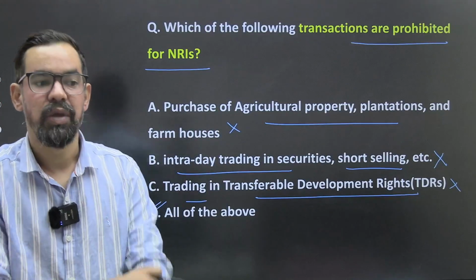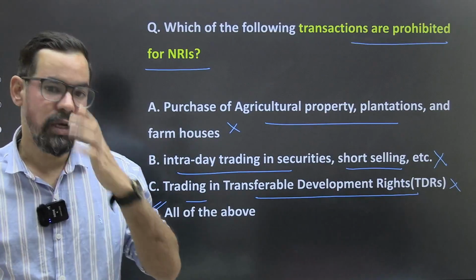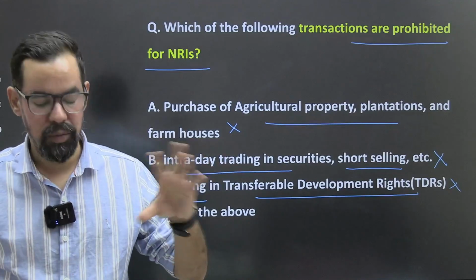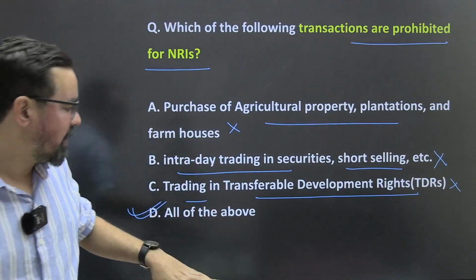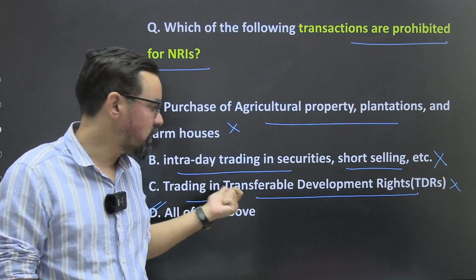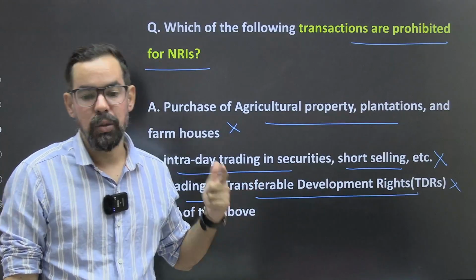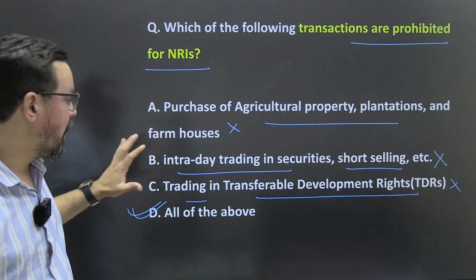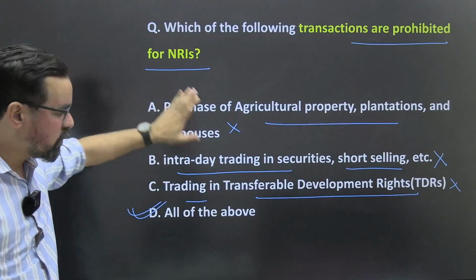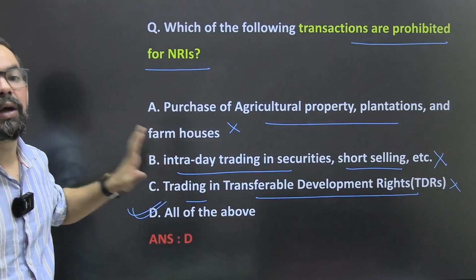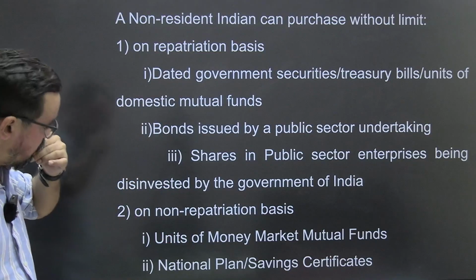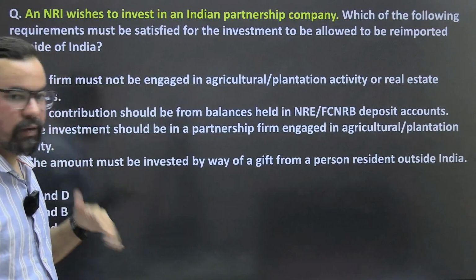TDRs are basically a kind of small unit of properties and all. Okay, so when builders come up with some kind of new project and all, they generally issue some TDRs for fundraising. So investment in TDRs is also prohibited for NRIs, right? So these are the prohibited areas in which NRIs cannot make their investments. Okay. This is the wrong one actually. We already discussed that one.